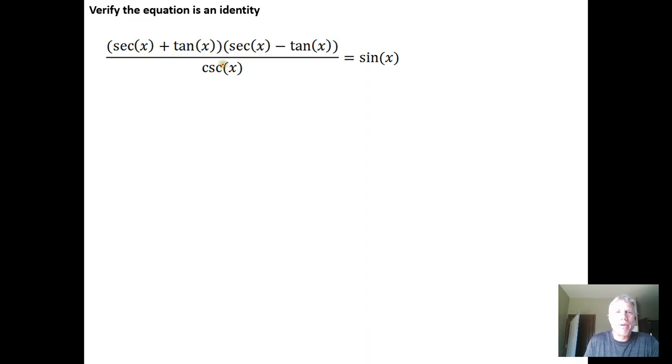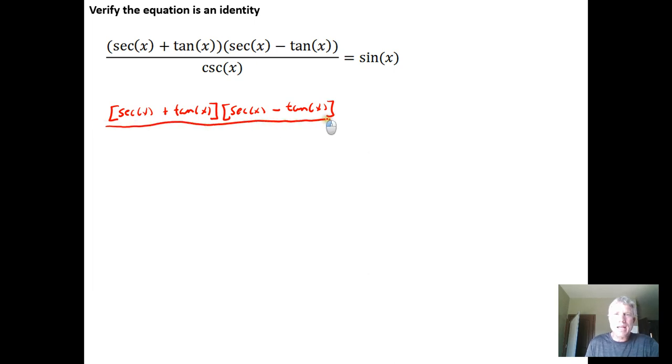So here we have another one. We have a ratio of trig functions. The left side's clearly the more complicated looking. Let's transcribe that. Secant x plus tan x times secant x minus tan x.